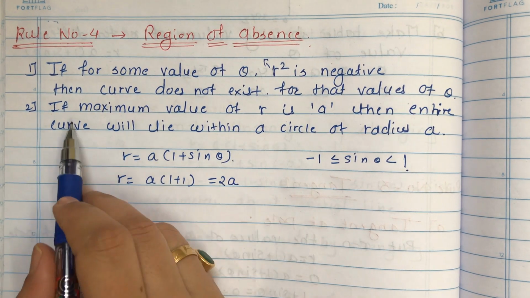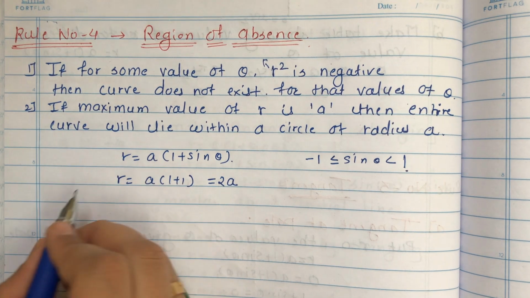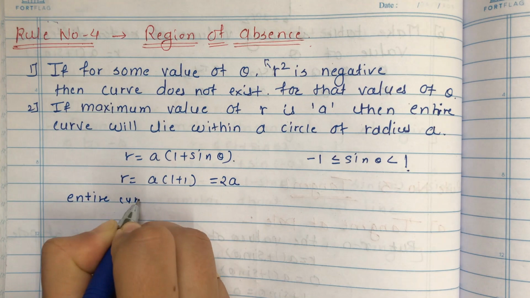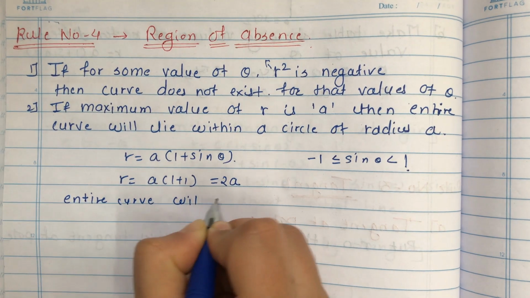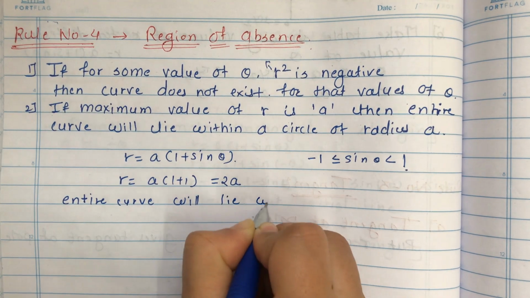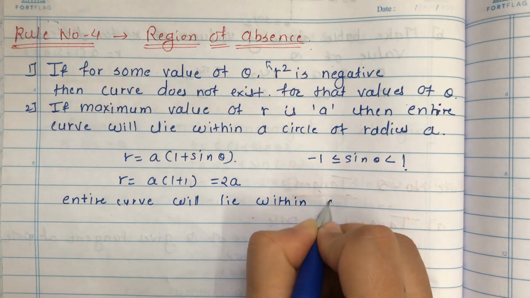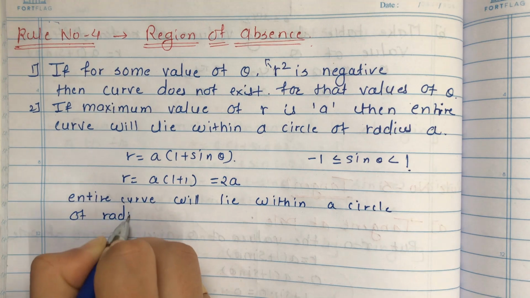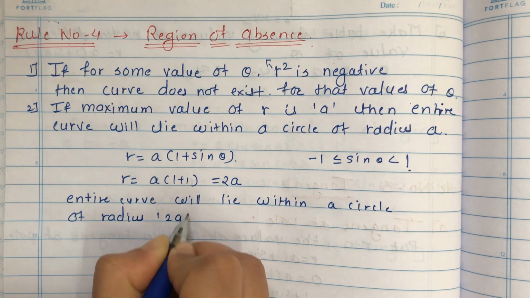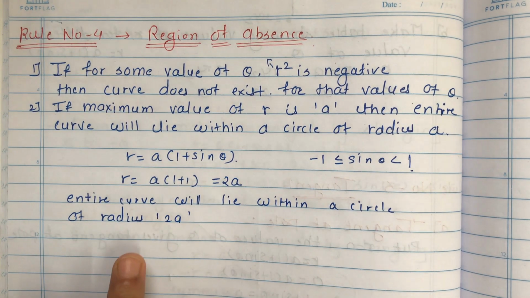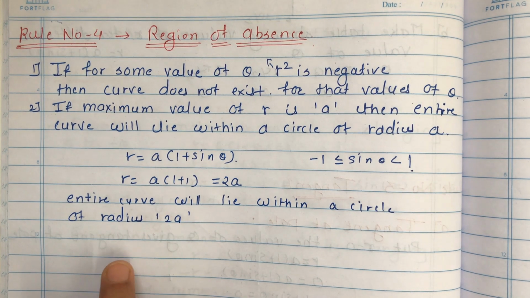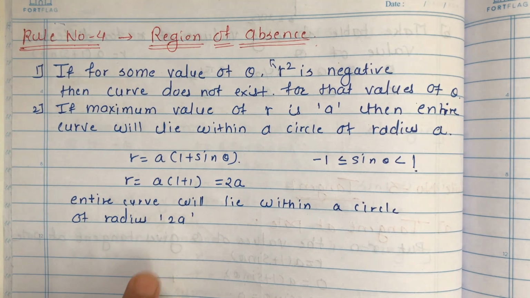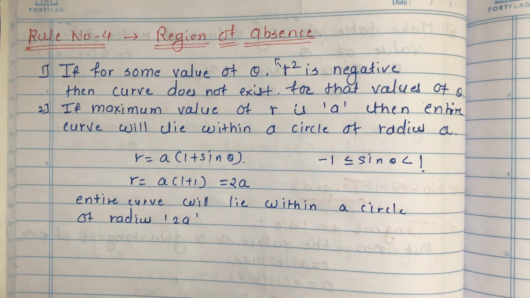Then using this second condition, what can we write? The entire curve will lie within a circle of radius 2a. That means outside the circle with radius 2a, there will be no existence of the curve.